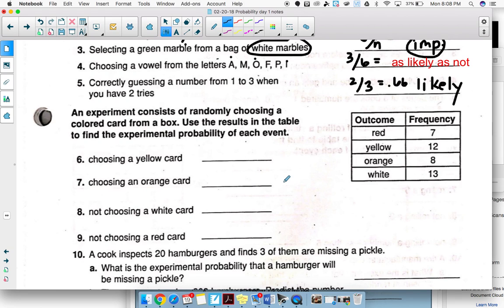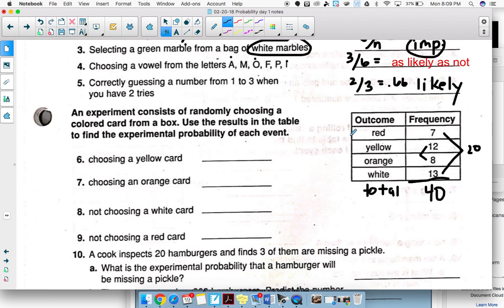Okay. On the next set of questions, if we're looking at choosing a yellow card, what we want to think about is how many total cards there are. So if they don't give you a total, I would find that out by just adding all these numbers up. And in this case, I'm just going to do some mental math. I know these ones add up to 20. And I know the inside numbers add up to 20. So there's a total of 40.